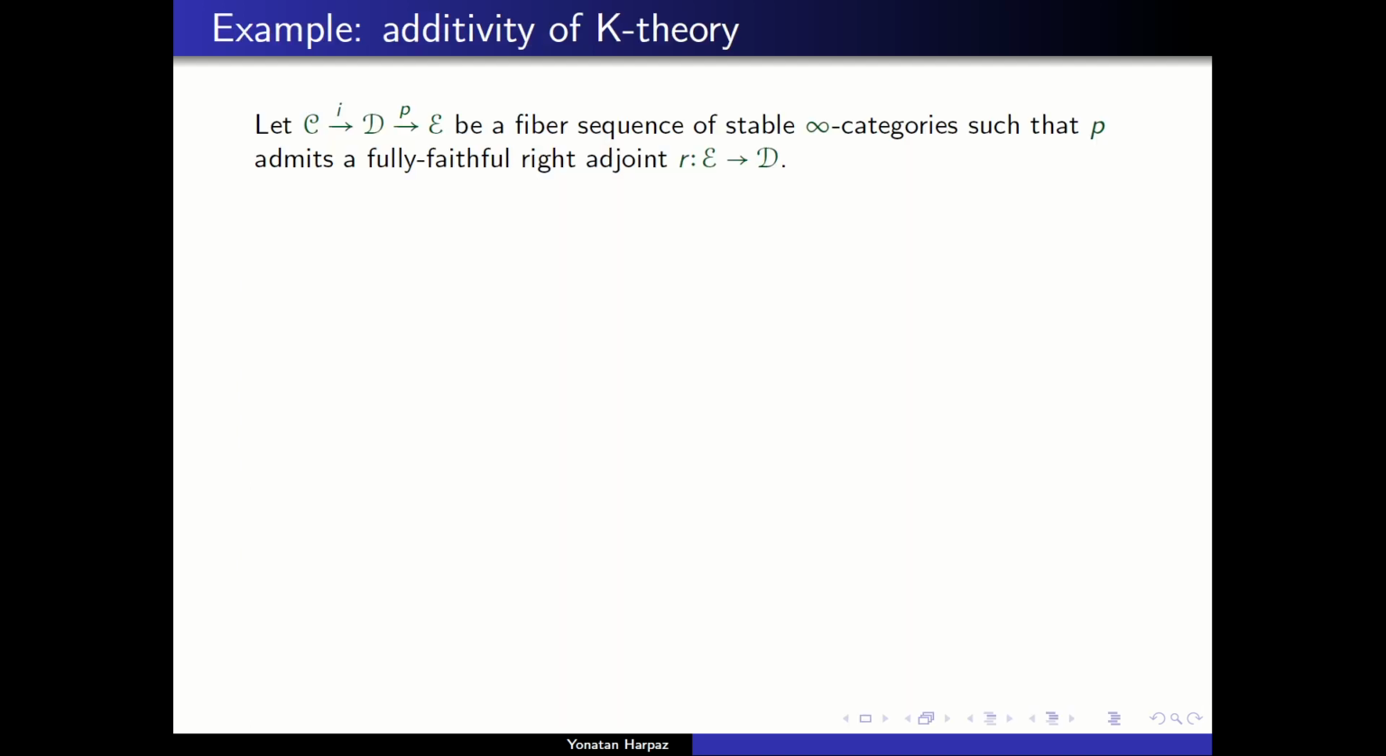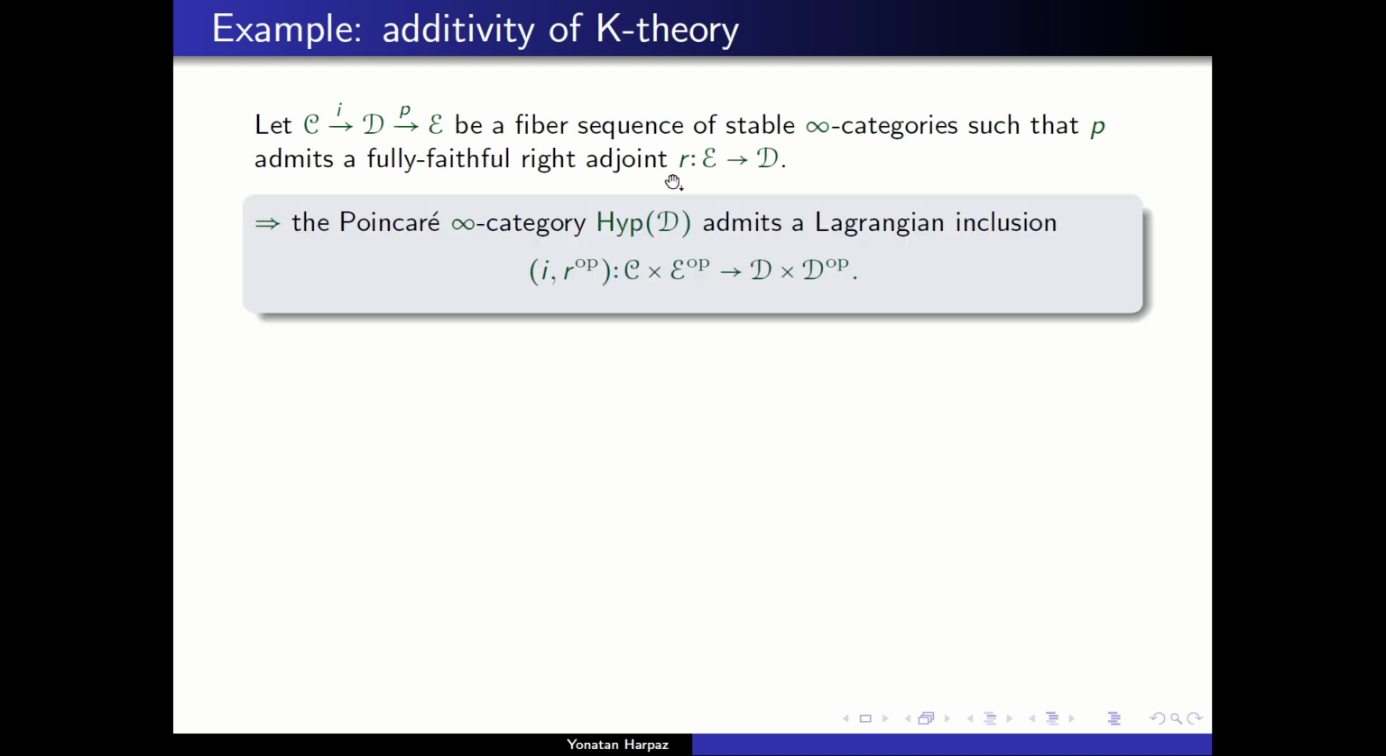And let us give one last example for application of additivity. I would like to show that the additivity that we proved for the GW space implies the classical Waldhausen's additivity for the K-theory space. So for this, consider a fiber sequence of stable infinity categories such that P admits a fully faithful right adjoint R. In this case, the hyperbolic Poincaré infinity category, hyp D, admits a Lagrangian inclusion.